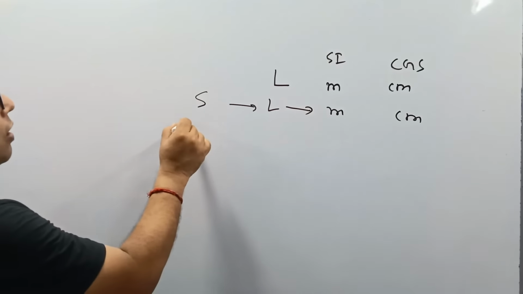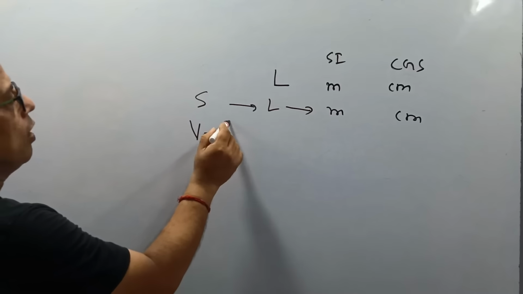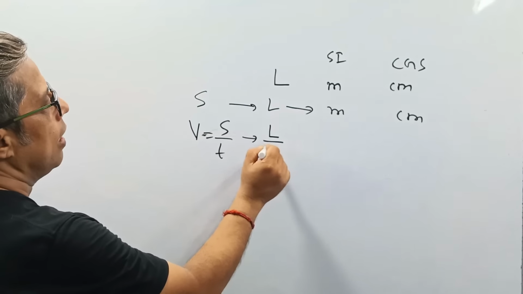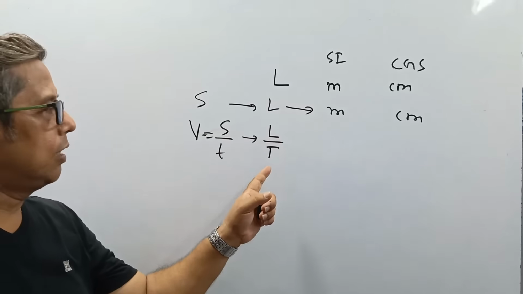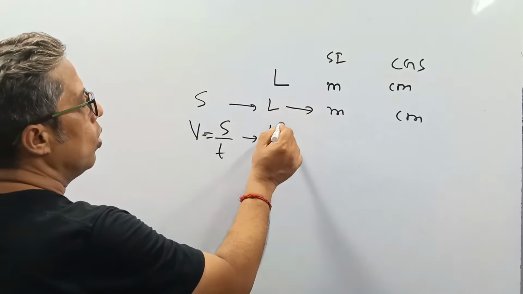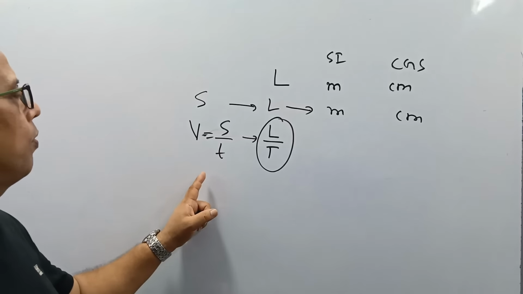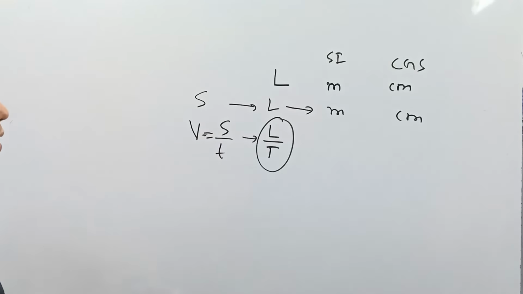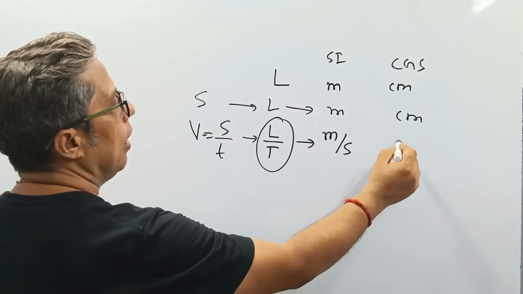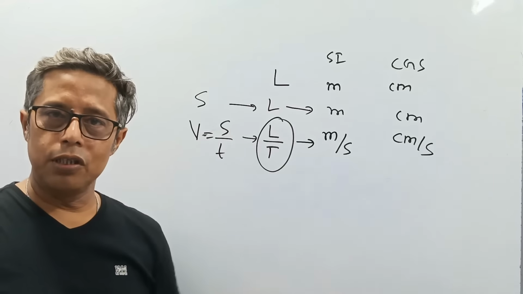Now, what is velocity? We know the formula of velocity is displacement by time. So you can write L by T. L presents length, T presents the dimensional unit of time, L by T. So this is the key factor. If you have good practice with formulas, then writing dimensions is easy. Then you can write meter per second and centimeter per second. So this is the unit of speed or velocity.